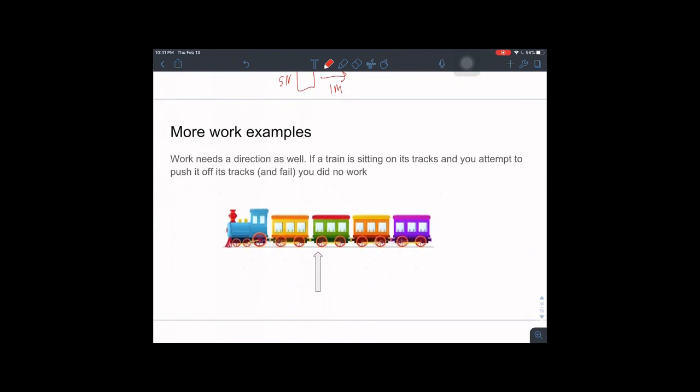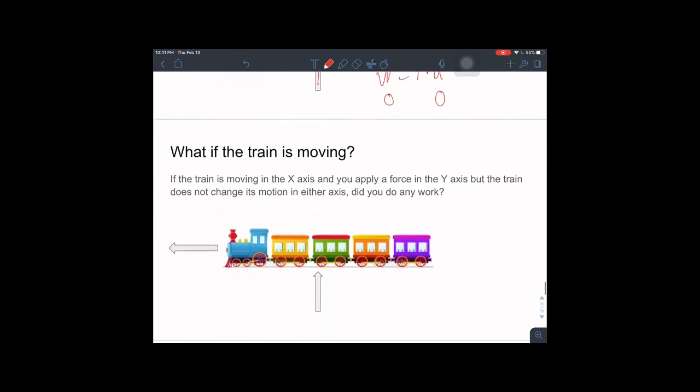However, work needs a direction as well. If a train is sitting on its tracks and I try and push it off its tracks, no matter how hard I push, I probably won't move it off the tracks. Which means in this axis, the axis perpendicular to the train's axis of motion, it did not move in this axis. Therefore, the distance is 0, and as work is equal to force times distance, if distance is 0, work has to be 0, regardless of how hard I push that train.